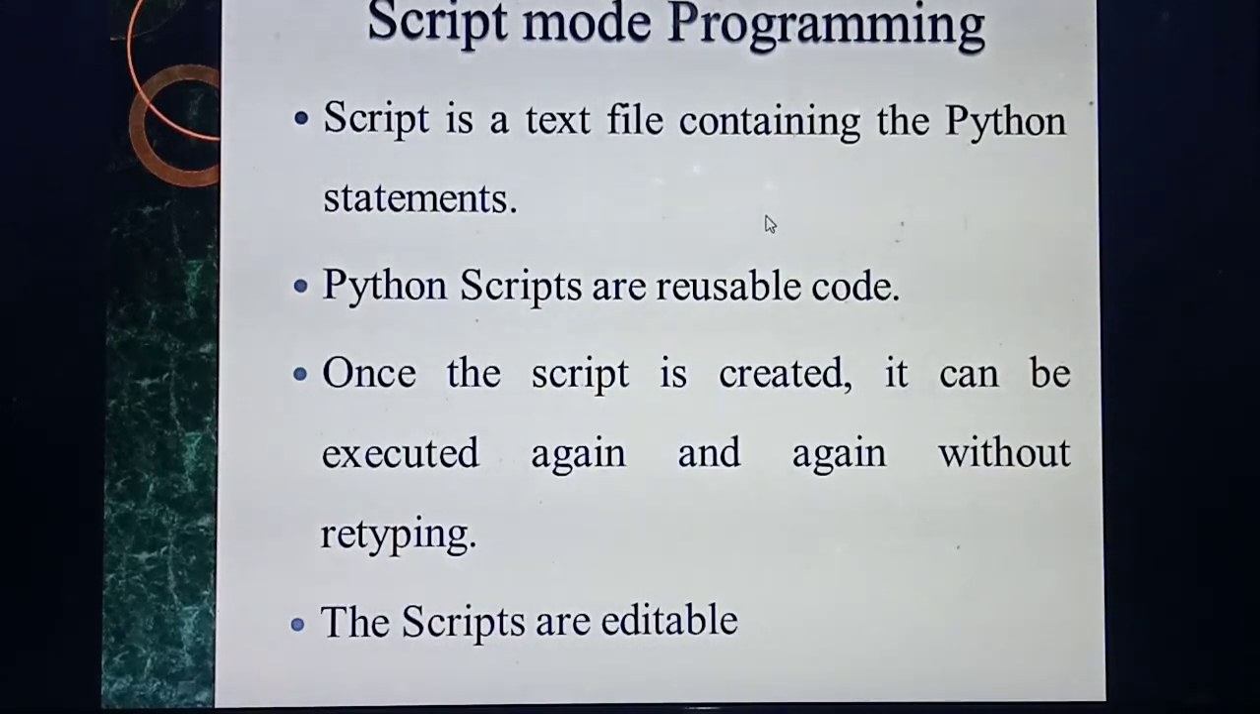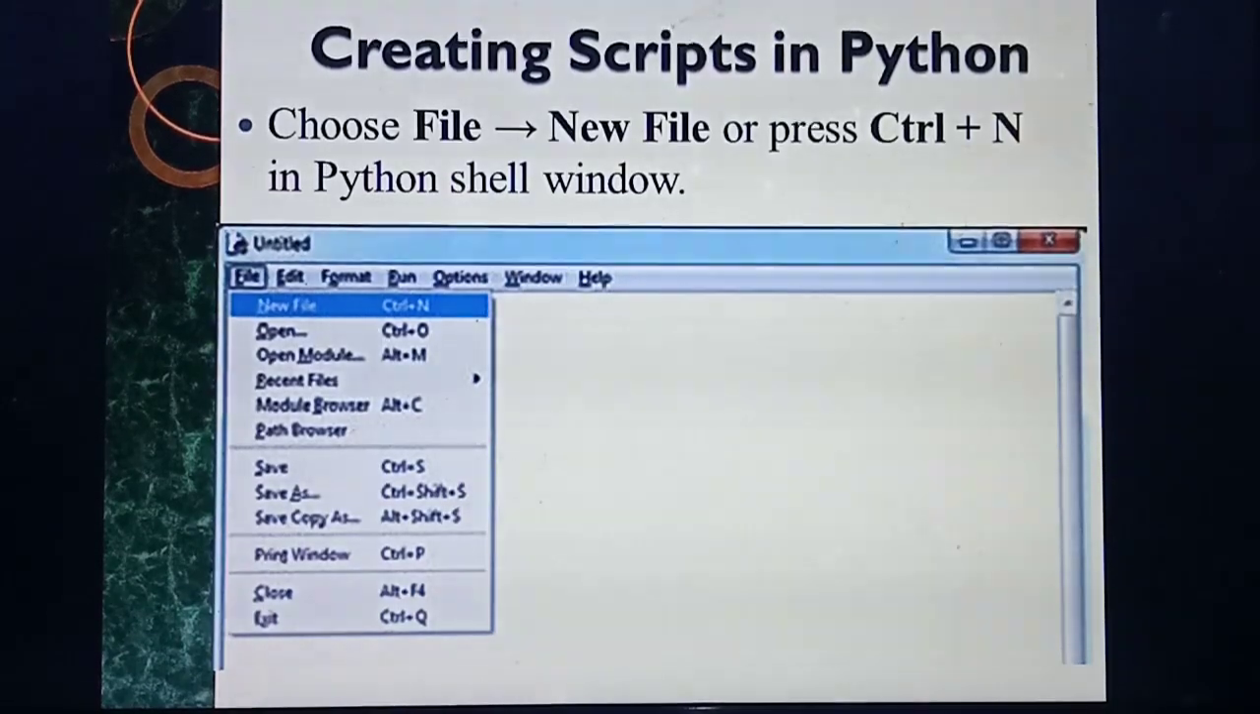In script mode, the script is just a text file. This file will contain a lot of statements. Python scripts are reusable code. Once you have typed the program and saved the file, if you need it again, you need not retype it. Call it with that name and you can reuse the program again. You can also edit the files. Understood? Okay, listen carefully.